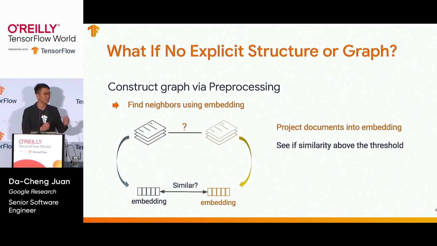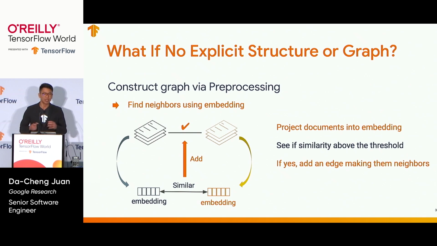Next, we examine the similarity between two embeddings. Cosine similarity or other metric could be used here. If the similarity is higher than the predefined threshold, we treat these two documents as similar enough, and therefore we add an edge between these two documents to make them neighbors. By repeating this process, we could construct a structure, or construct a graph, among all the data via data preprocessing. After we have the graph, the rest of the training flow is exactly the same as we mentioned before, the one as if the graph is given.